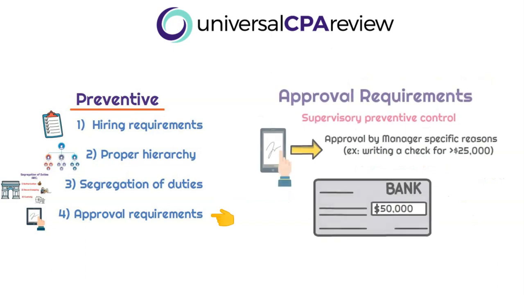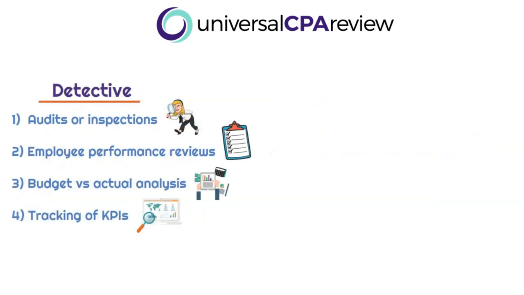The last preventative control is approval requirements. So this basically just says for certain business activities, maybe we need to have an approval plan in place. So like hiring decisions or writing checks over a certain amount or executing partnership agreements, right? Likely need to have some approval in place. That will help prevent issues down the road. So those are the preventative controls.